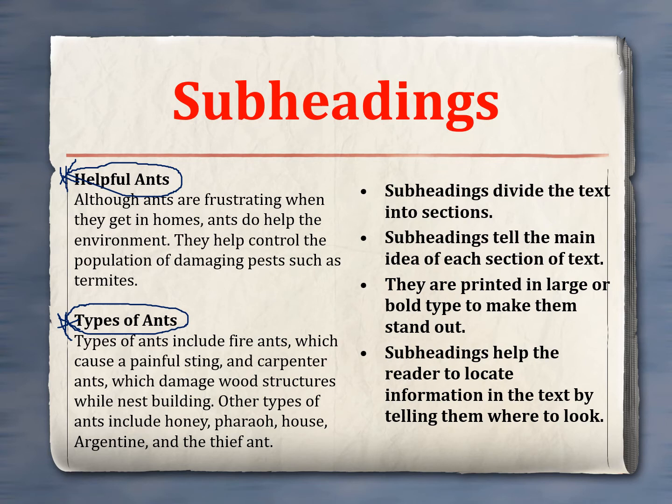So subheadings tell the main idea for each section of a text. They are printed in large or bold type so that they stand out and are visible to our eye. Our eyes will immediately be attracted to that, okay? And then the subheadings help the reader to locate the information in the text by telling them where to look, okay? So if I were to ask you a question such as, where would a reader look to find out about fire ants? Where would you tell me that would be?